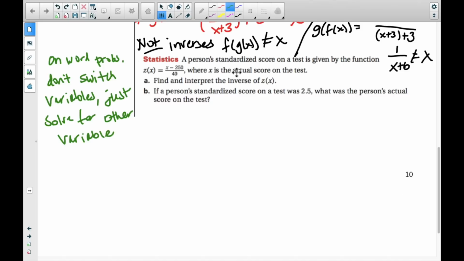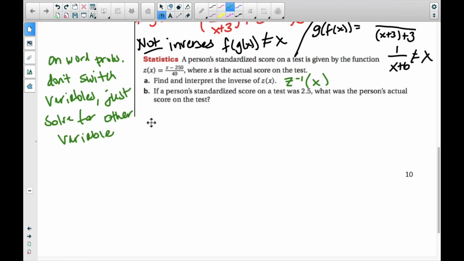Okay, it says a person's standardized score on a test is given by this function, where x is the actual score on the test. So like I said, you got 450 points, but the z, so find and interpret the inverse of z of x. That's what did you get, like a 1, 2, 3, 4, 5. Okay, part A, find and interpret the inverse of z of x. So that means we are looking for z to the negative first power. We're looking for the inverse.